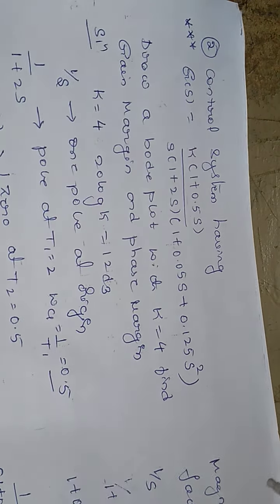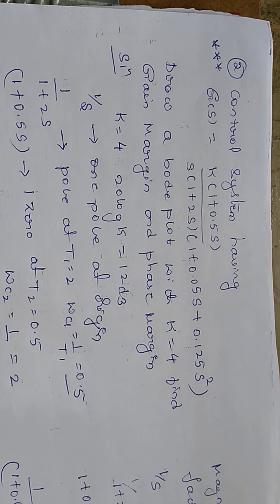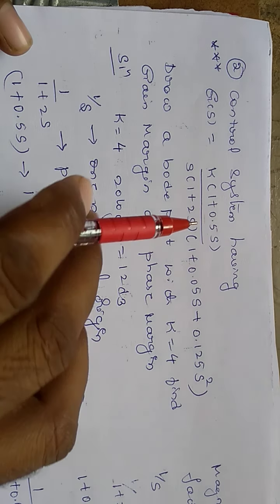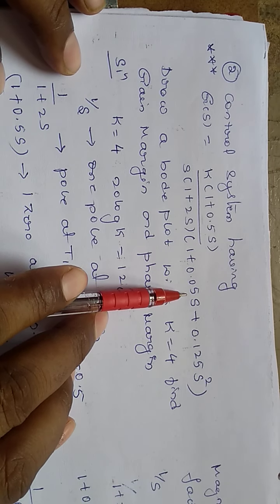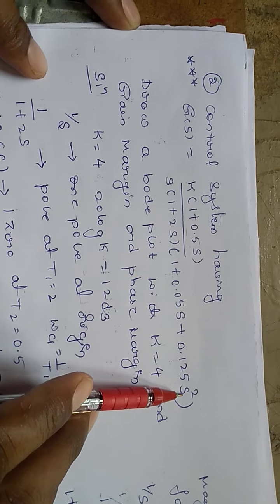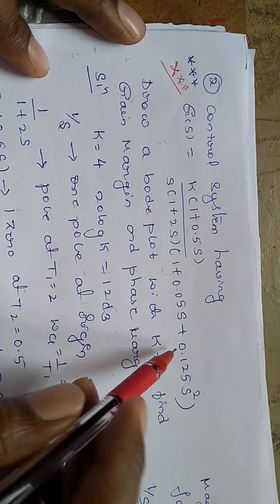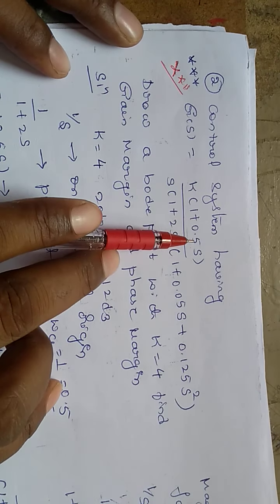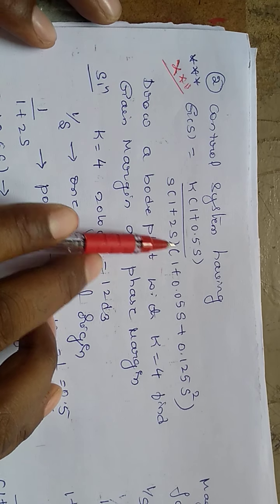Continuation of problem number 2 for the same Bode plot. The control system has G(s) = K(1 + 0.5s) divided by s(1 + 2s)(1 + 0.05s + 0.125s²). This is somewhat different because the denominator has a quadratic equation, and all these values are already converted to time constant form.